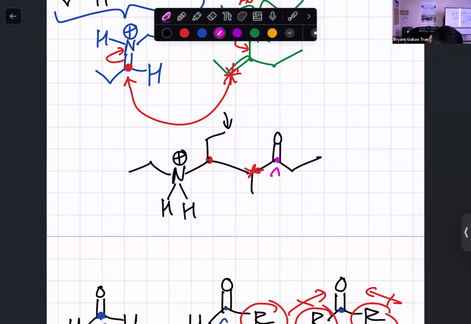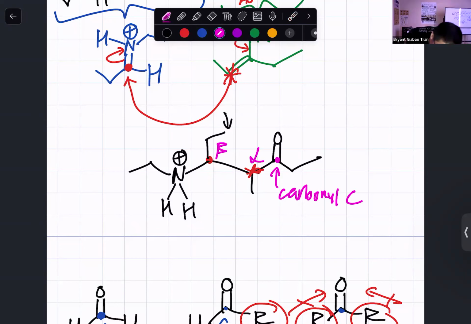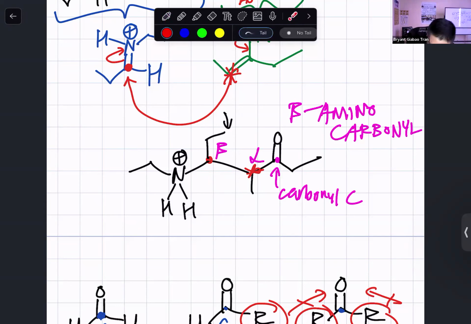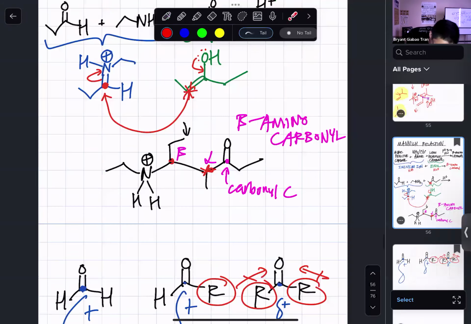This is your carbonyl carbon. This is your alpha carbon. This is your beta carbon. And at the beta carbon, you have an amino group attached to it. So this is what we call a beta amino carbonyl, right? Because beta to the carbonyl, there's an amino group. So let me show you guys another example here, right?